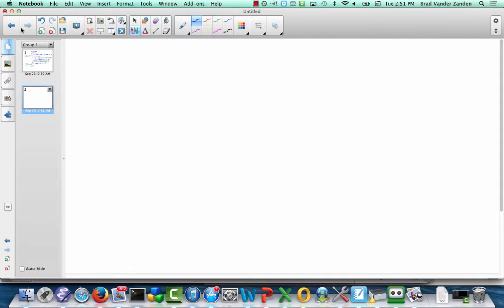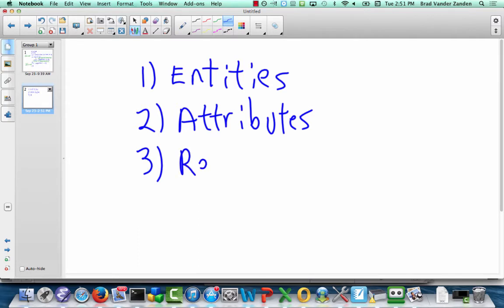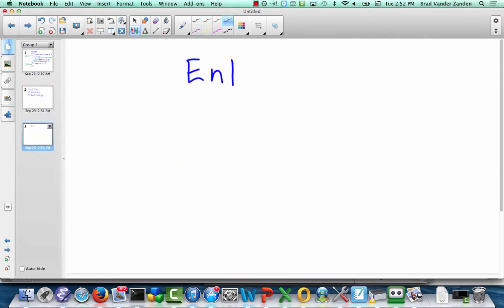So there's a number of steps that we described to creating an entity relationship diagram. We first identify the entities, then we identify the attributes, and finally we identify relationships. Or you could also identify relationships and then attributes. Either way, doesn't matter. Okay, so to start out with, can someone give me one entity from this case study?